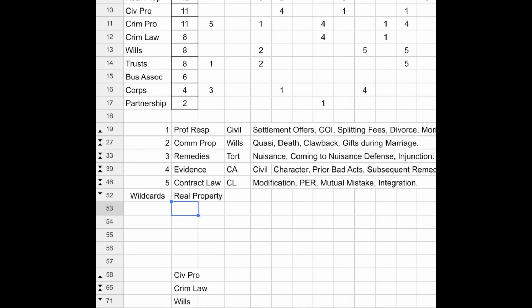Hi, okay, so these are the February 2026 California wildcard predictions. So, first wildcard is real property. Let's see, since it's been two administrations, including the repeat.